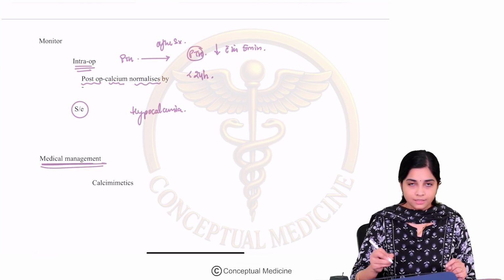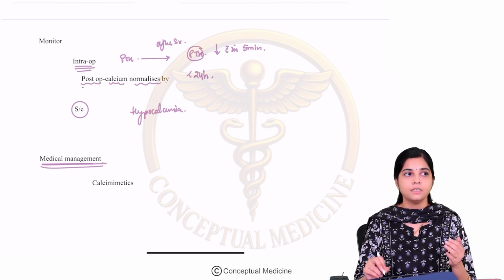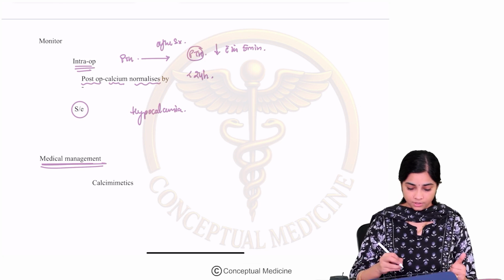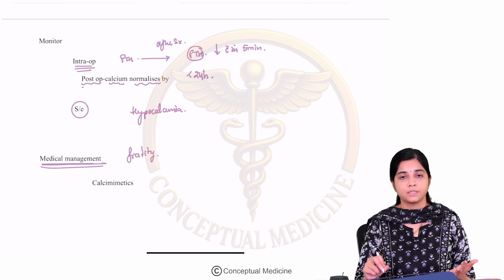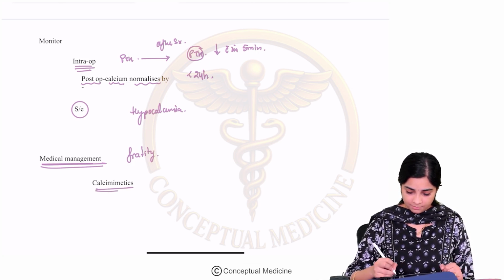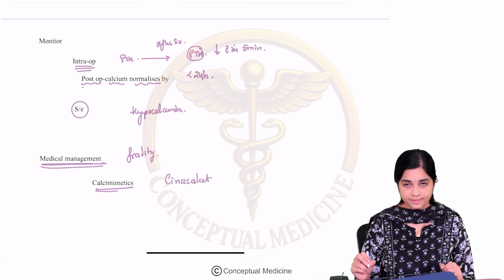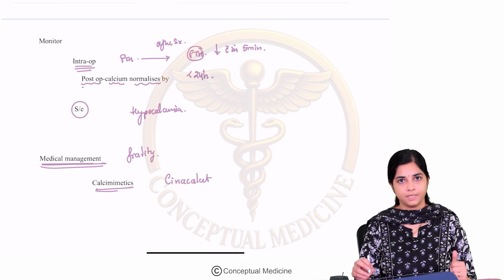Now, is there a medical management available for primary hyperparathyroidism? Yes, in patients who are old, because of their frailty or age factor, or who are not able to undergo surgery, you can give calcimimetics like cinacalcet. Calcimimetics like cinacalcet are given in the treatment of primary hyperparathyroidism.